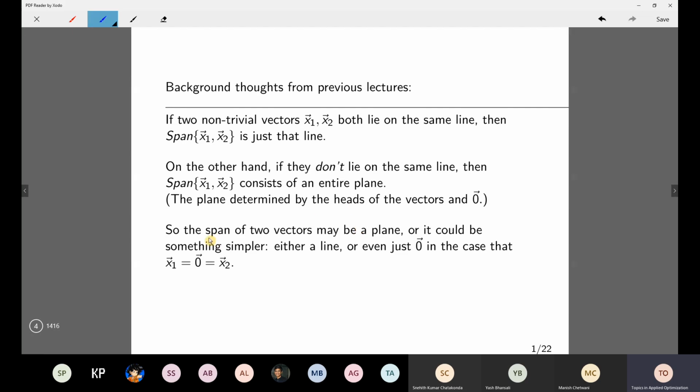So the span of two vectors may be a plane, or it could be something simpler. It could be either a line or even just zero. In the case that x1 and x2 are both zero, then the span is just the zero vector.